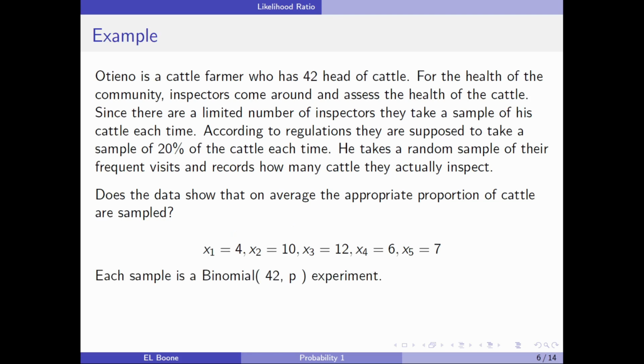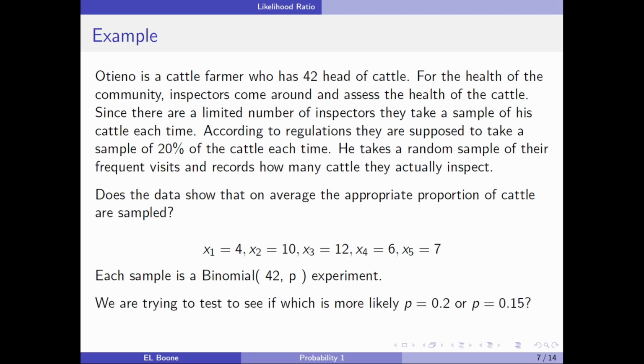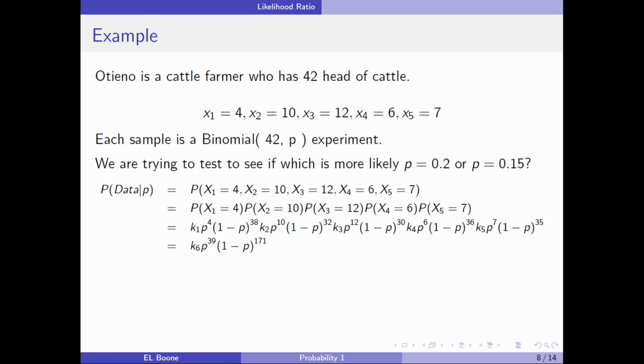So each sample here is a binomial experiment, right? There's a limited number of cattle, and we're interested in the probability or the proportion that get sampled. So N is 42, and P is the thing we're interested in. All right, so we're trying to see which is more likely. Is it more likely that P is 0.2, which is what the appropriate level is supposed to be, or could P be a lower value, say like 0.15? So they're below the threshold that they need to be.